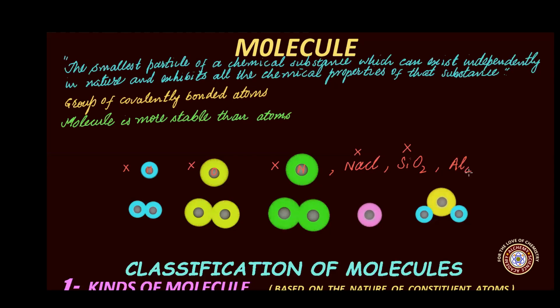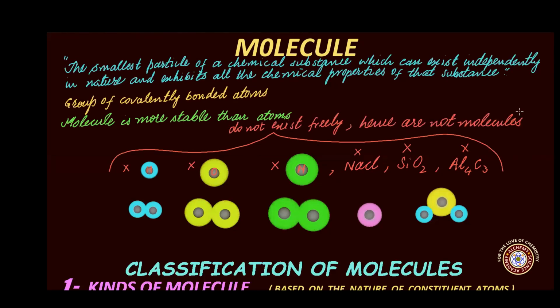Aluminum carbide, with formula Al4C3, also does not exist independently in the universe, hence it cannot be called a molecule. Since all these particles do not exist independently in the universe, they are not molecules. Whereas these particles can exist independently in the universe, meaning they are capable of existing freely in nature, and thus they are said to be molecules.